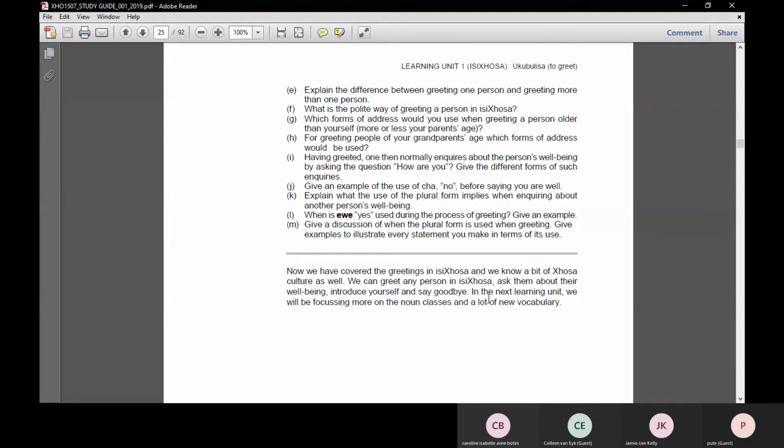K. Explain what the use of the plural form implies when inquiring about another person's well-being. Well, there's more than one person. No, remember, one person. You are talking to one person, but you are saying ninjani. You are using the plural to one person. Is that out of respect?